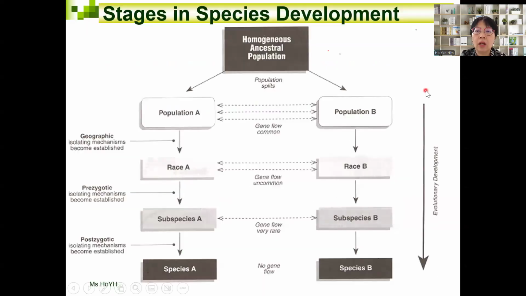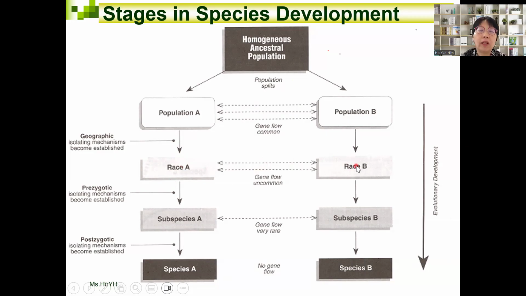So the vertical line downwards shows time, and how from a homogeneous ancestral population, a single population of the same species can slowly become different species, so species A and B. It has to go through a long period of time where first they are separated geographically, so they become two different populations, and then subjected to the local selection pressure, which is different on both sides. Then there'll be less gene flow between the two populations, so they become two different races.